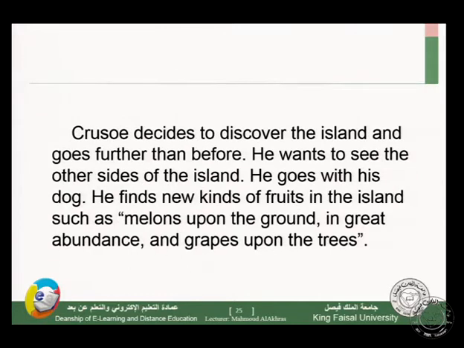Crusoe decides to discover the island and goes further than before. He wants to see the other sides of the island. He goes with his dog. He finds new kinds of fruits on the island, such as melons upon the ground. So, again, he tries to discover the island.